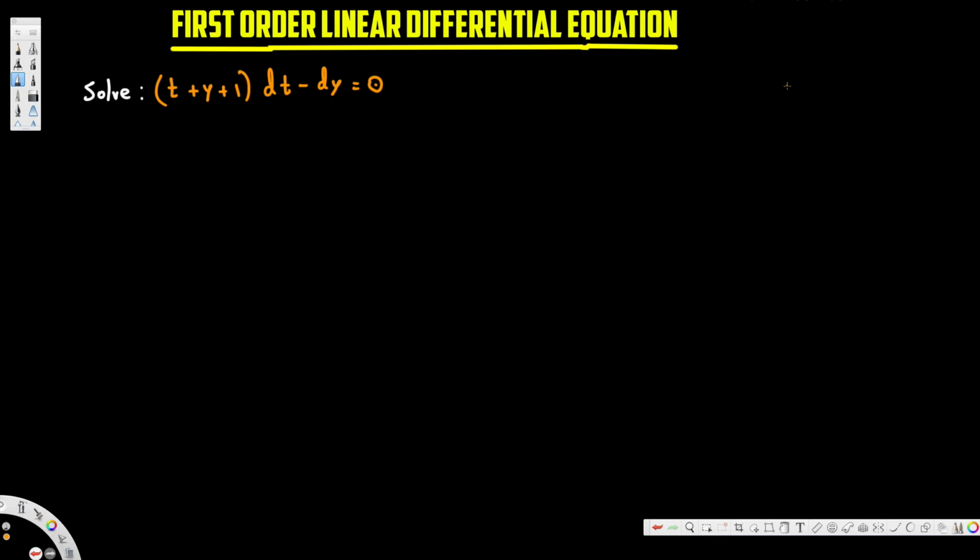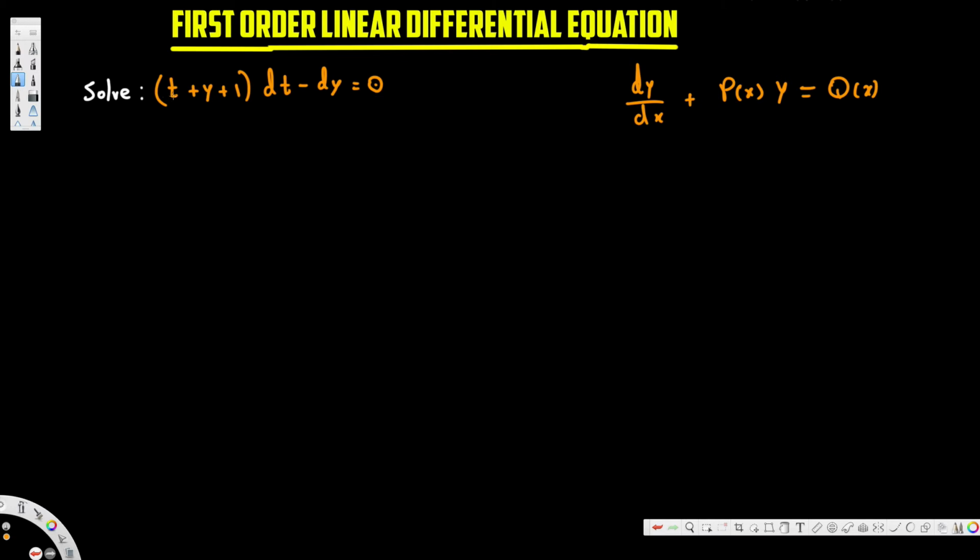What's going on, guys? Let's look at this problem right here. Here we have a first order linear differential equation, but this is not in a standard form. The standard form of the first order linear differential equation should look like this. We have to have dy over dx plus p of x y is equal to q of x. This is the standard form of a first order linear differential equation.